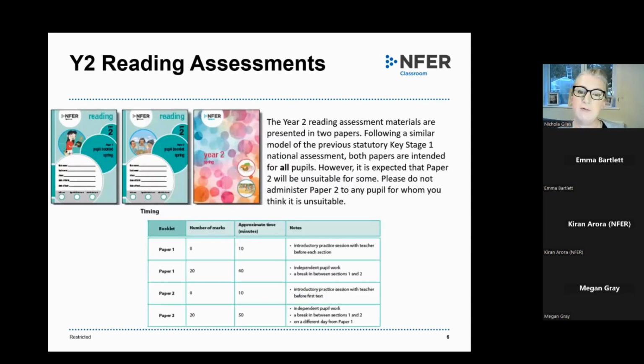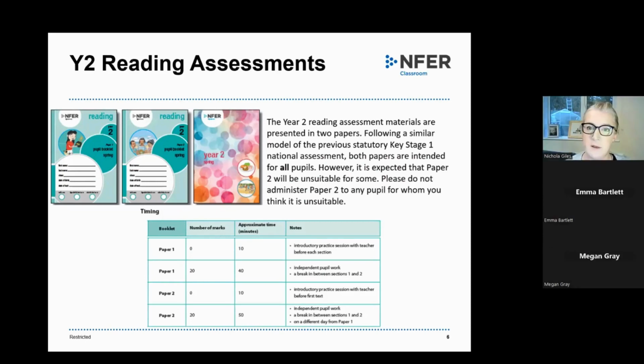Then the year 2 reading assessments, and I've just got some timings there. Now these are approximate timings, and it's key to have a look at your teacher guides. The year 2 reading assessment material is presented in 2 papers, and with the second paper, you can see on the right-hand side the actual booklet that the children will read. Both these papers are intended for all pupils. However, you might find it's unsuitable for some of your pupils to take paper 2. So please do not administer paper 2 to any pupils that you don't think are suitable, but that is something for you to discuss in your year groups or across your school.